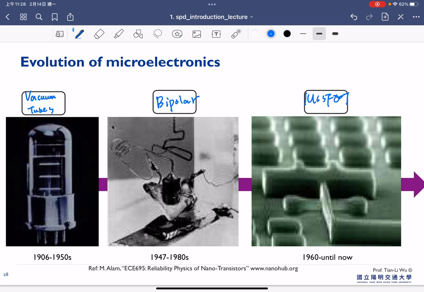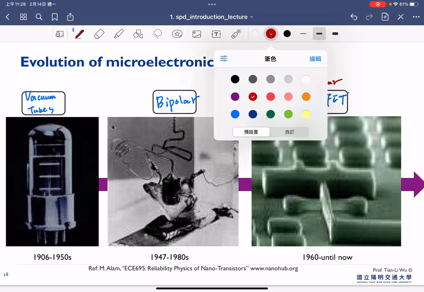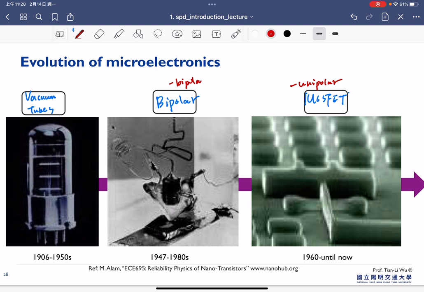The MOSFET is something we already talked about. The name is MOSFET because we have a metal oxide field effect transistor. The MOSFET also has what we call unipolar characteristic. Unipolar is 单极性, and bipolar characteristic is 双极性. The naming means that if we have only one carrier transport, we sometimes consider this a unipolar device.